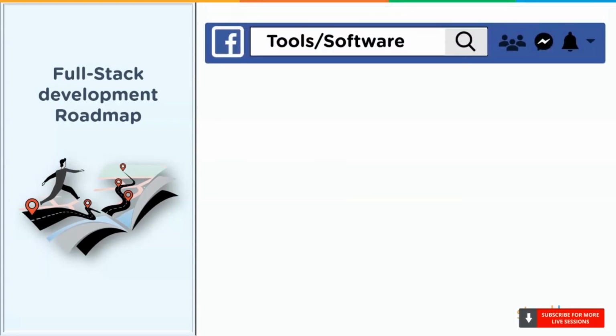Moving on, let me explain to you a simple roadmap of how to go about to become a full stack developer. So this roadmap basically shows you the prerequisites and skills one should have to become a successful full stack developer. Alright, so let's go ahead and begin with tools and software.